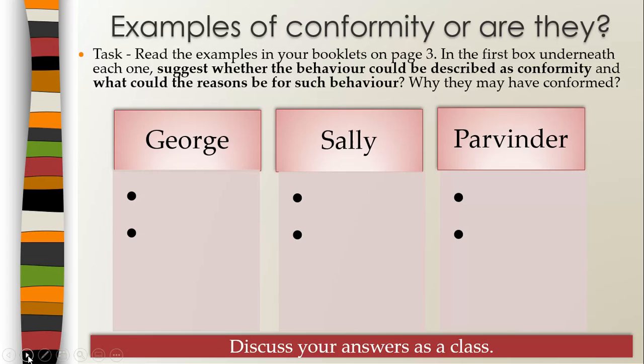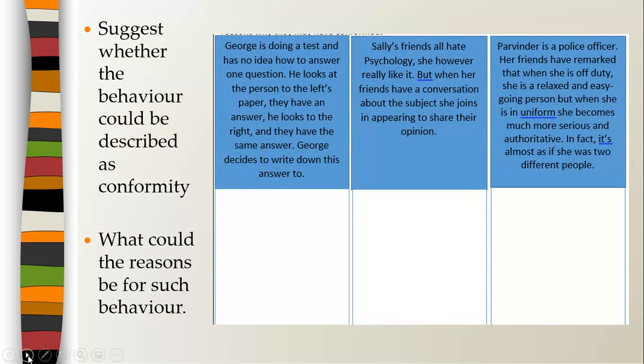In your booklet, if we go here, you've got 3 scenarios. You've got George and you've got Sally and you've got Parvinder. If you read through the scenarios, you can have a think about, are these 3 people demonstrating conformity? Do you think the behaviour they're showing could be described as conformity? And if so, what could be the reasons for them conforming? If you look through them individually, George, Sally and Parvinder, are they conforming? And if you think they are, why might they be conforming?